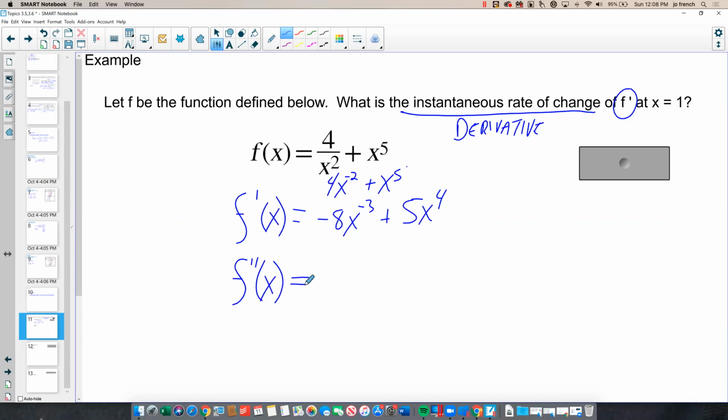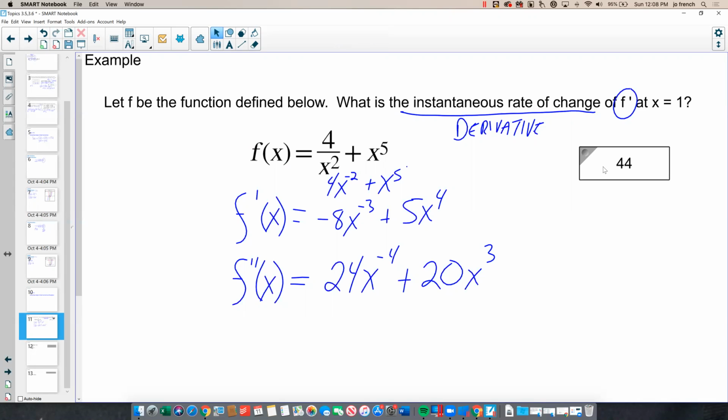So f double prime of x is, again by the power rule, negative 3 times negative 8, which is 24 positive, x to the negative 4, plus 4 times 5, again the power rule, x to the third, 4 minus 1. And there is our instantaneous rate of change of f prime, or f double prime. But now we need to find it at 1, so we plug in 1. 1 to the negative fourth is just 1, and 20 times 1 cubed is also just 1 times 20 there, so 44 is our final answer.